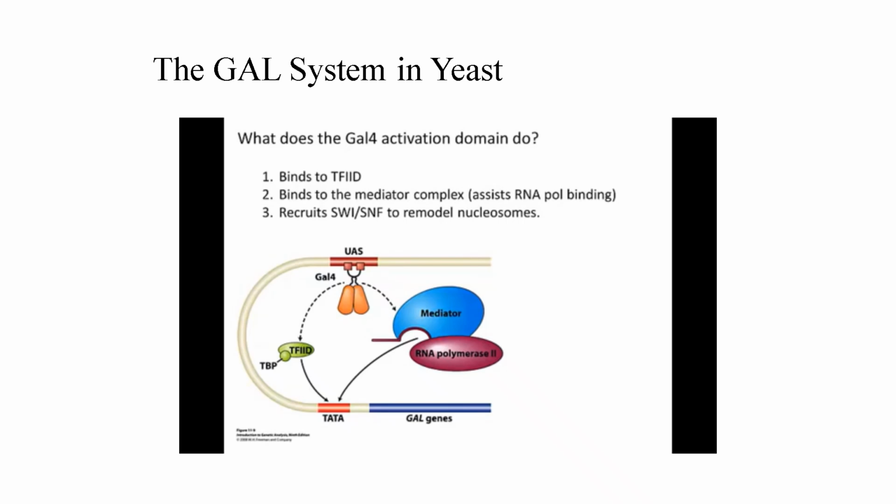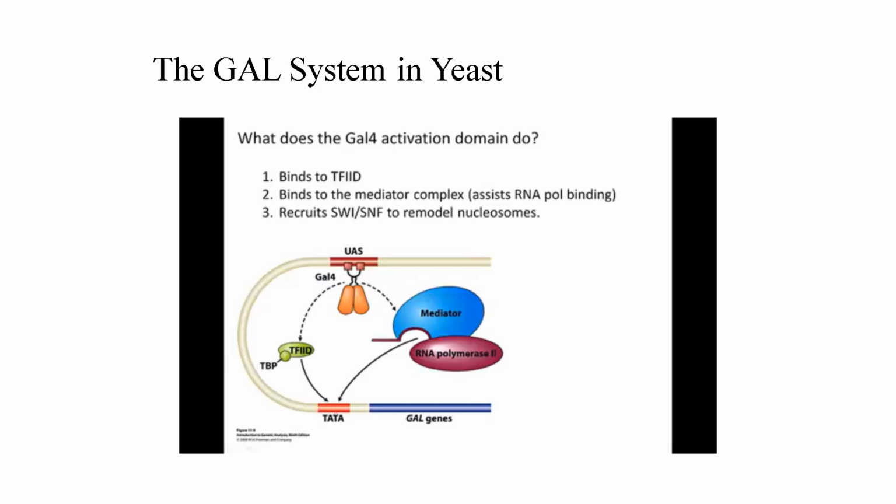So some of this is very similar to a transcriptional activator in prokaryotes. Remember, our transcriptional activator in the lac operon was CAP, and that acted to help recruit RNA polymerase to the promoter. And so GAL4 does some similar things here. So first of all, it binds to the TFIID complex. Remember, TFIID is one of those general transcription factors that must bind to the promoter. TBP is part of the TFIID complex, and GAL4 binds to this and helps it to bind to the promoter.